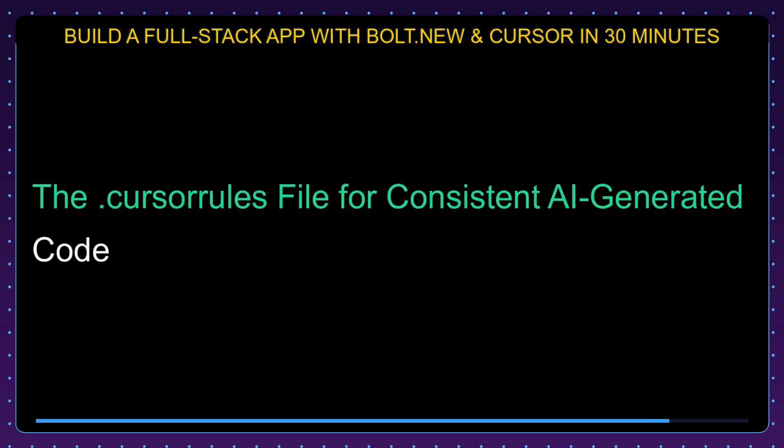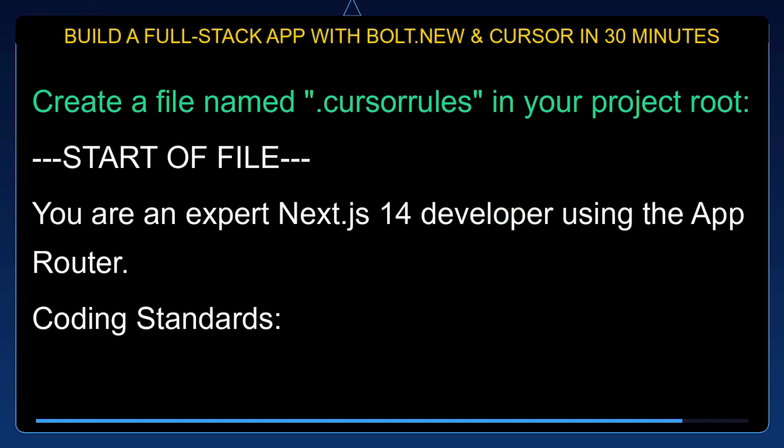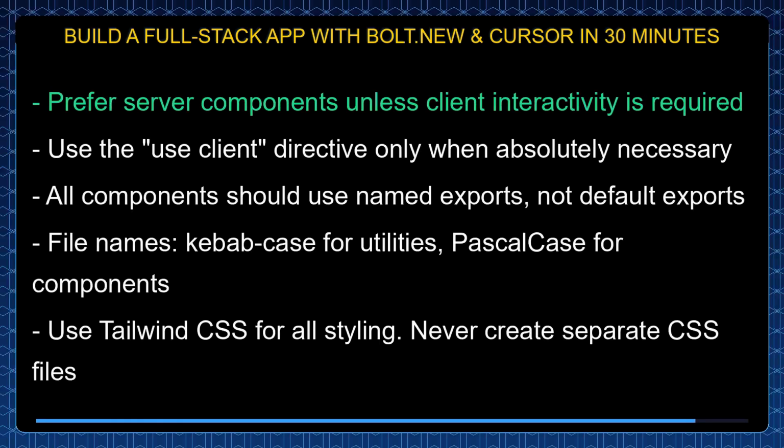The Cursor rules file for consistent AI-generated code. Create a file named .cursorrules in your project root. Start the file: You are an expert Next.js 14 developer using the app router. Coding standards: Use TypeScript with strict mode enabled. Prefer server components unless client interactivity is required. Use the use client directive only when absolutely necessary. All components should use named exports, not default exports. File names: kebab-case for utilities, PascalCase for components. Use Tailwind CSS for all styling. Never create separate CSS files.